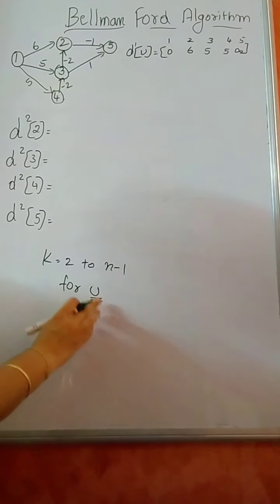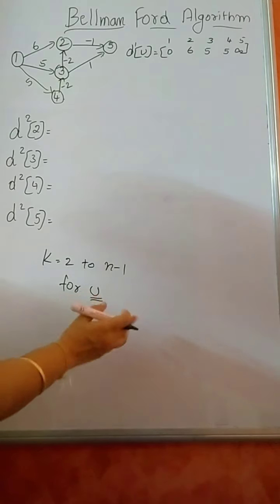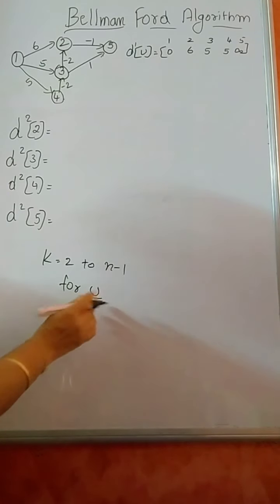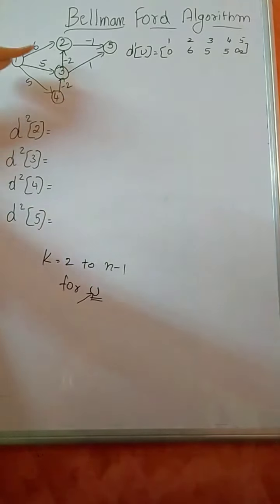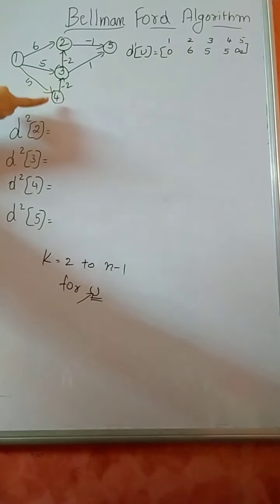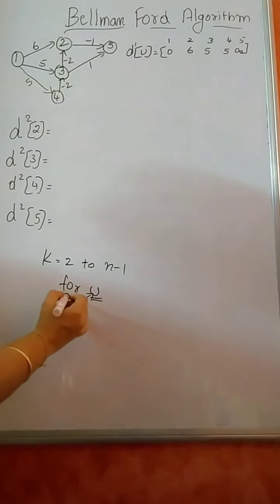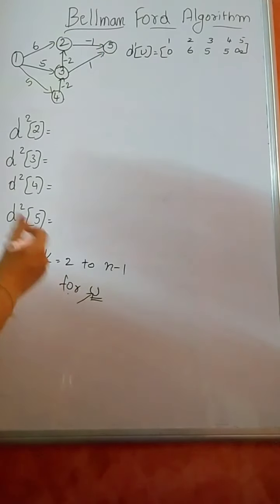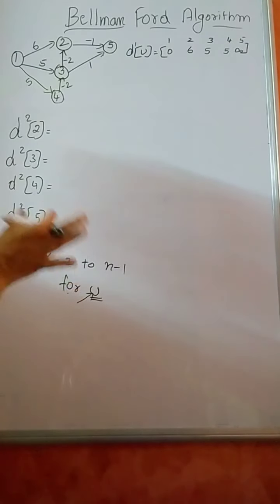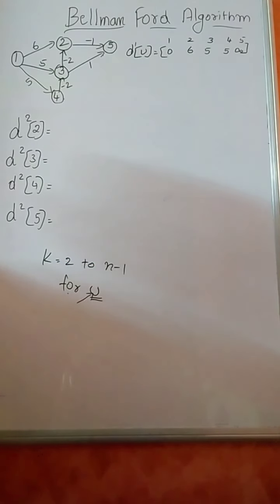So for each u which is not a source vertex, I have to check whether you are having any incoming edges. 2 is having an incoming edge, 3 is having an incoming edge, 4 is having an incoming edge, 5 is also having an incoming edge. For each of the incoming edges, I have to check whether the previous distance is the minimum, or the path through that particular incoming edge is the minimum. Now I will check it for vertex 2.